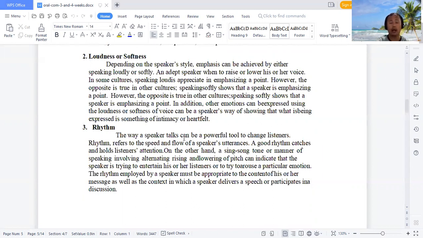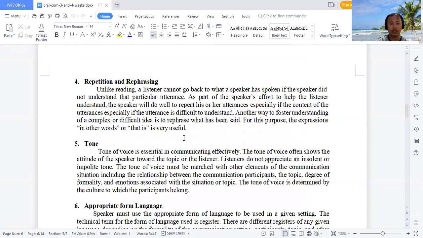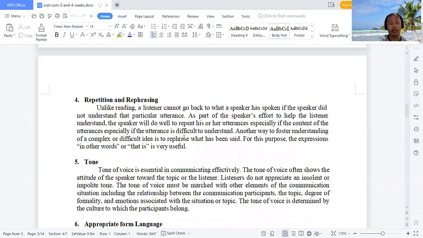Okay, what is going to happen if you speak that way? Of course, the receiver, or the person whom you're talking with, will feel bored. Okay, and most likely he or she doesn't want to talk to you again. Right? So, repetition and rephrasing.